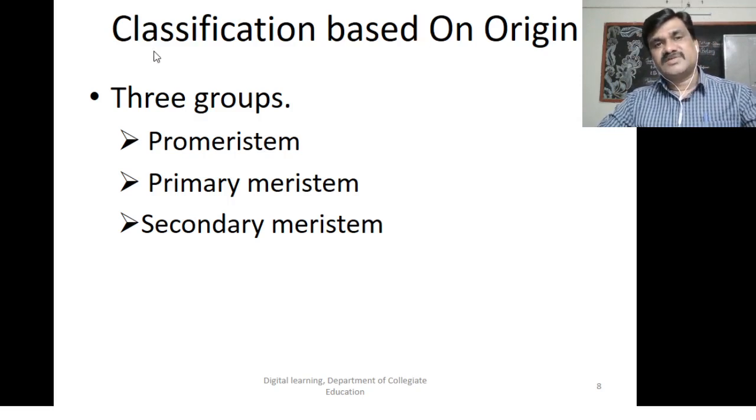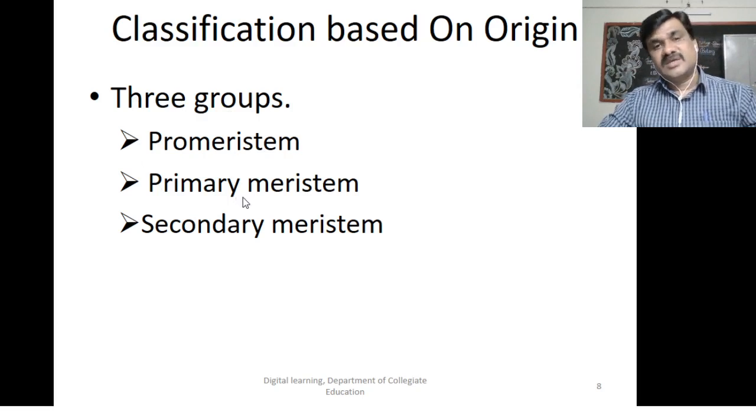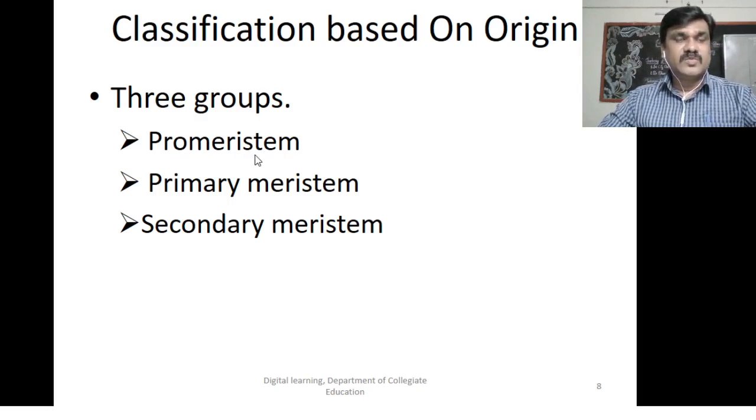Here, the first one is classification of meristems based on origin. So based on origin, we have three groups of meristems. What are those? Promeristem, primary meristem and secondary meristem. We will discuss one by one. What is a promeristem? The word itself indicates it is pro in nature, that is embryonic meristem. The promeristem is a group of meristematic cells originated from embryonic cells and representing the earliest or youngest stage of growing organ.